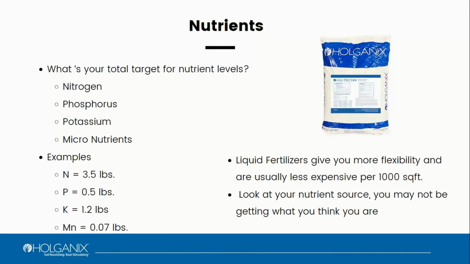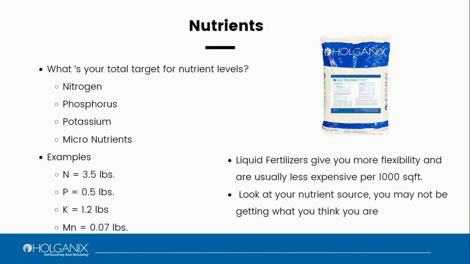So below it's going to be an example, 3.5, 0.5, 1.2, and 0.07 pounds, and that's per 1,000 annually. So we're going to split that up accordingly throughout the season. Might be a little bit heavier in the springtime on the end, and then back off in the summertime, when disease starts setting in, or when it's about to set in, or be more prevalent.